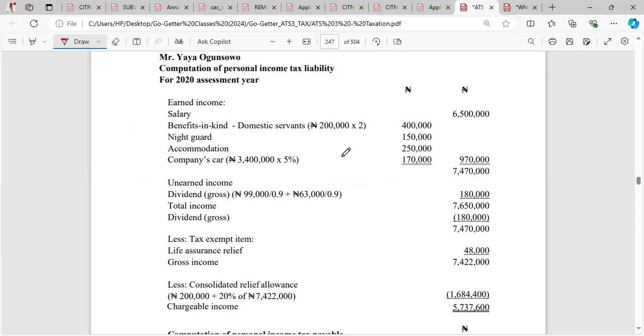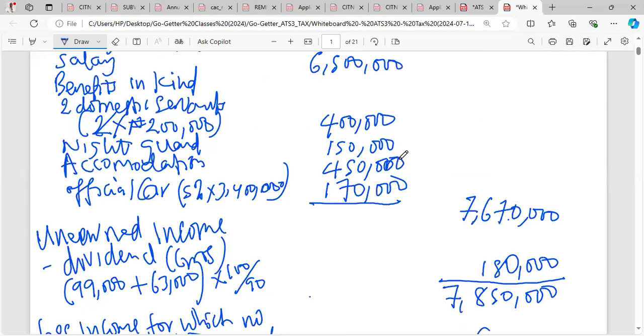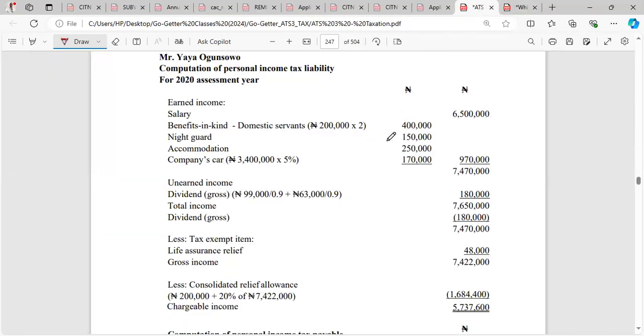But looking at it from the standpoint of the taxpayer, the taxpayer will likely take 250,000 to compute. From the standpoint of the tax authority, they will want to take 450. So if you present 450 to them, they will accept it. If you present 250, they will accept.